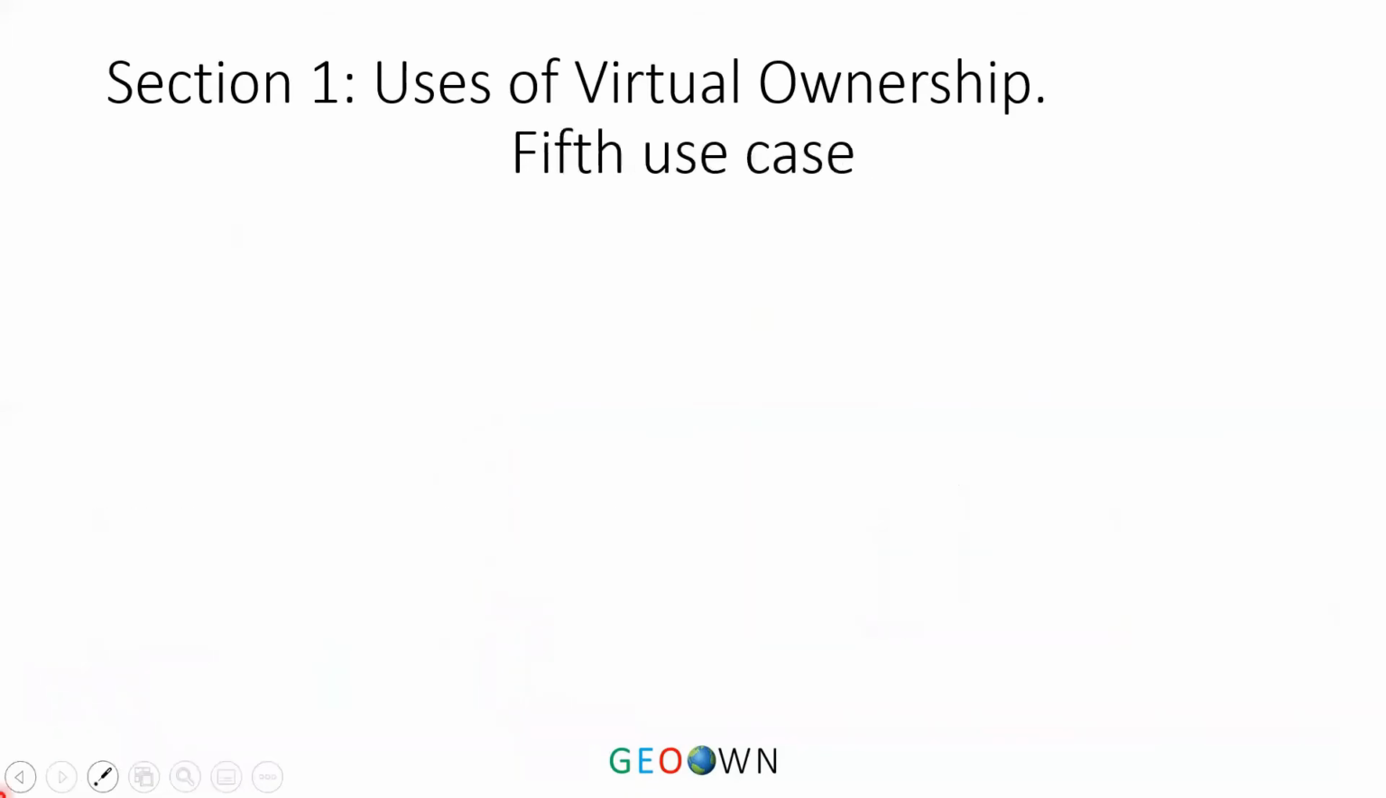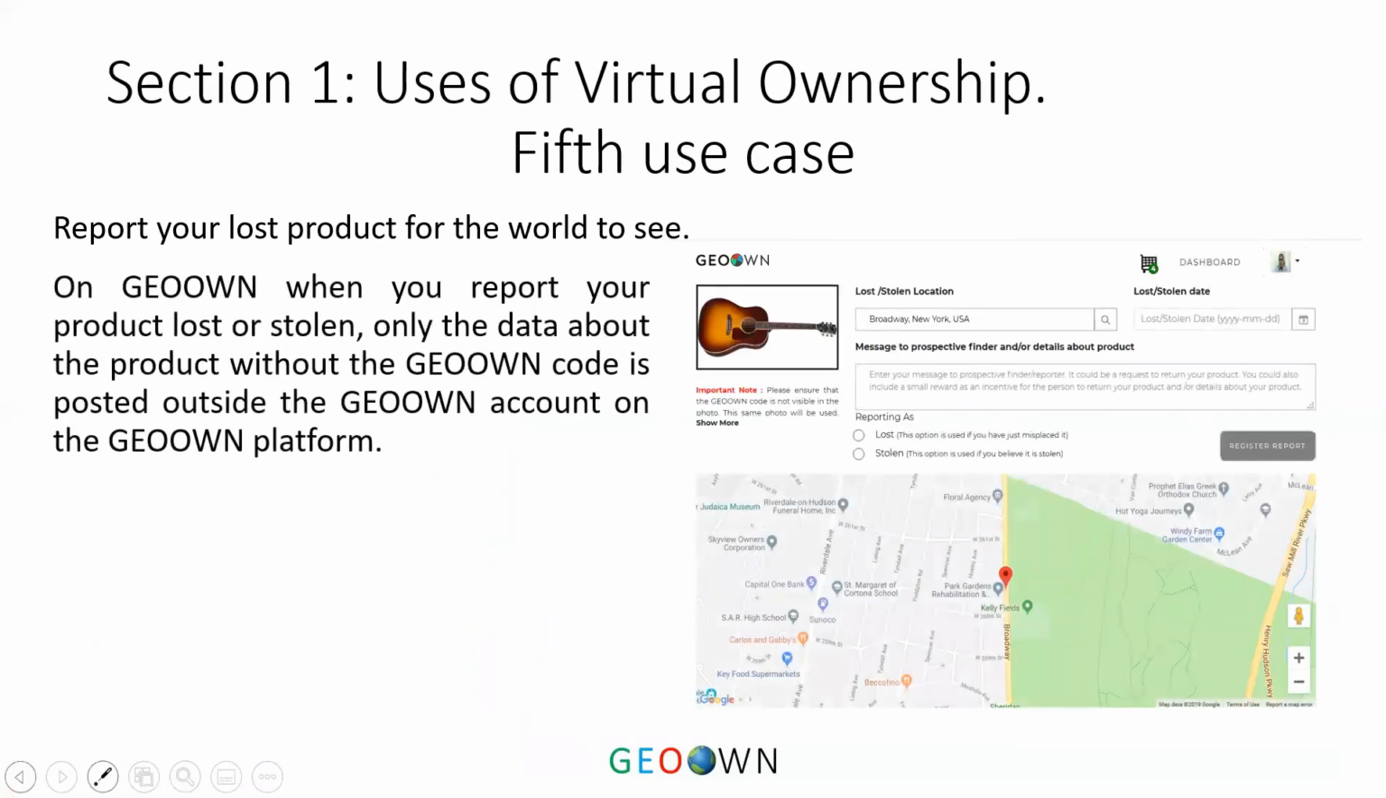Let's look at the fifth use case. Report your lost products for the world to see and help you. On Geon, you report your products lost or stolen. Only the data about your product without the Geon code is posted outside your Geon account on the public Geon area. So when you have lost your product or misplaced your product, you report this product on Geon.